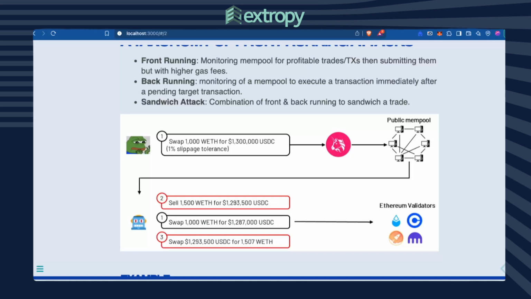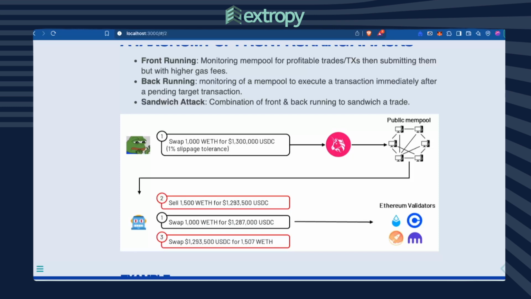We've got the example, this top transaction here. Our innocent user wants to swap wrapped ETH for USDC. He's going to do it on Uniswap, and he's specified an amount and some tolerance, the amount of slippage that he will tolerate. So if the price moves more than 1% against him, then the transaction will revert.